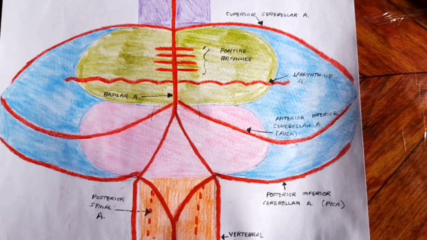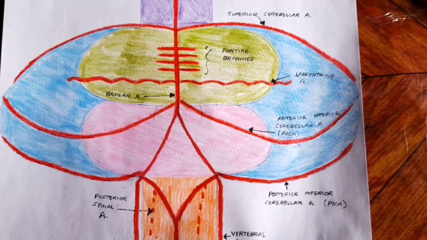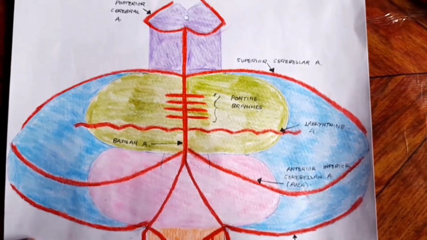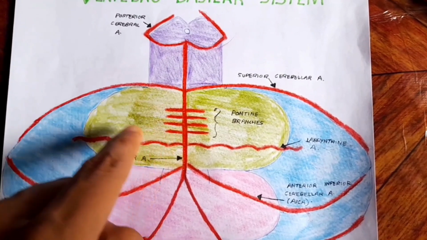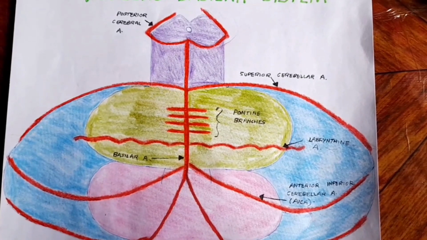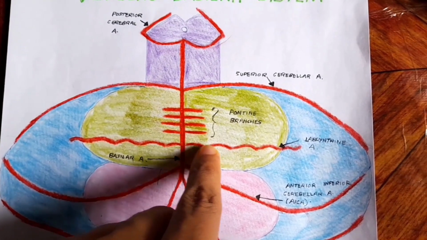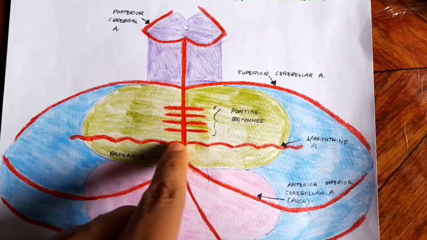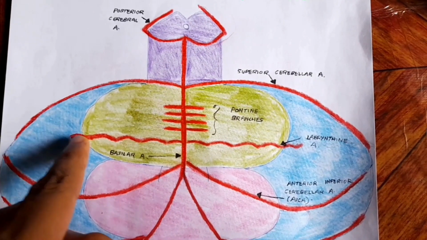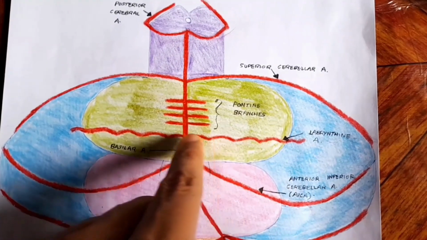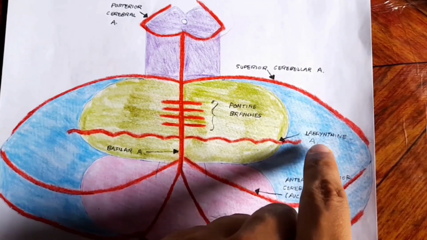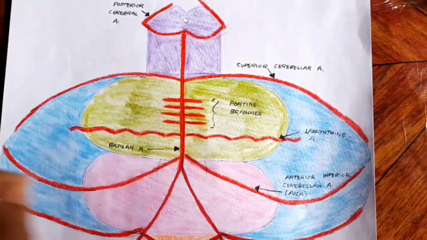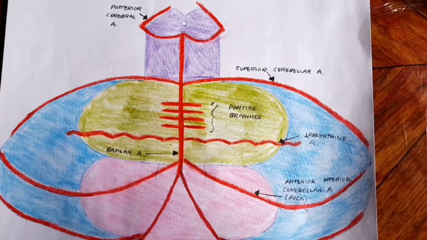Now we enter into the green zone. This green zone is known as the pons. And here at the green zone, this basilar artery gives a branch. The name of this branch is the labyrinthine artery. This labyrinthine artery goes with cranial nerve 8 through the internal acoustic meatus.